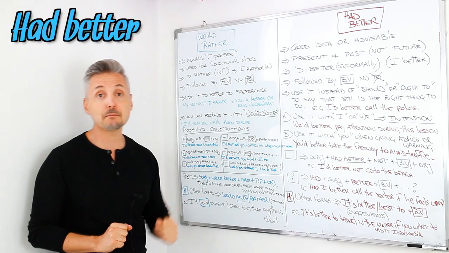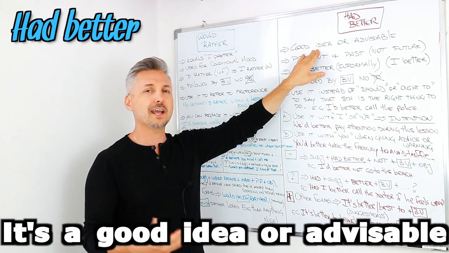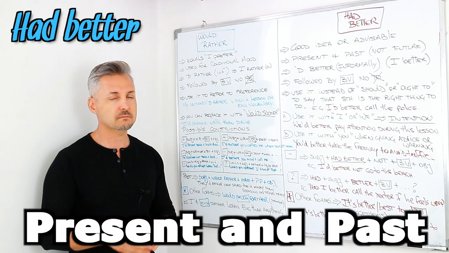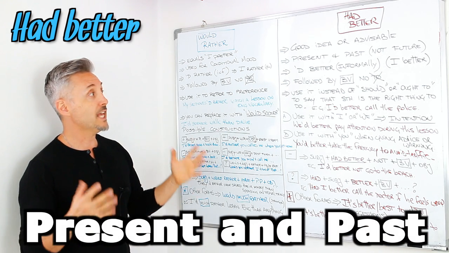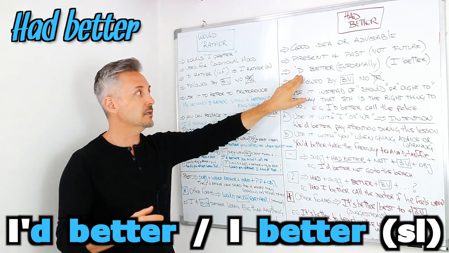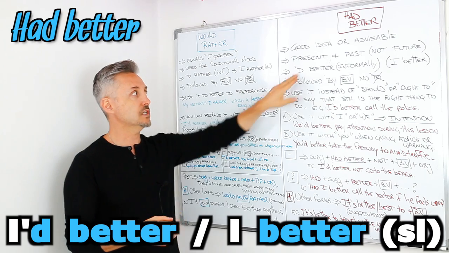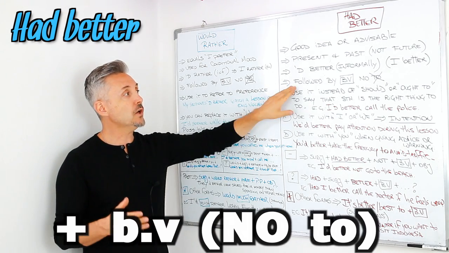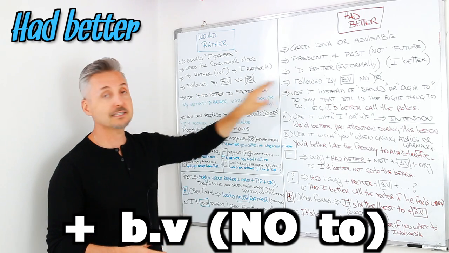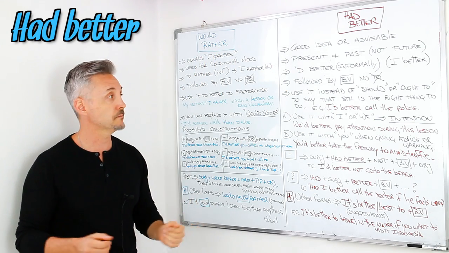Now, let's take a look at had better instead. Had better means it's a good idea or it is advisable. And we use it in the present and in the past, not the future. When we speak, we say I'd better, or informally, in slang, I better, without the D. It is followed by the base of the verb without to. That's why it gets confusing right here, because it's the same as would rather, but the meaning changes.